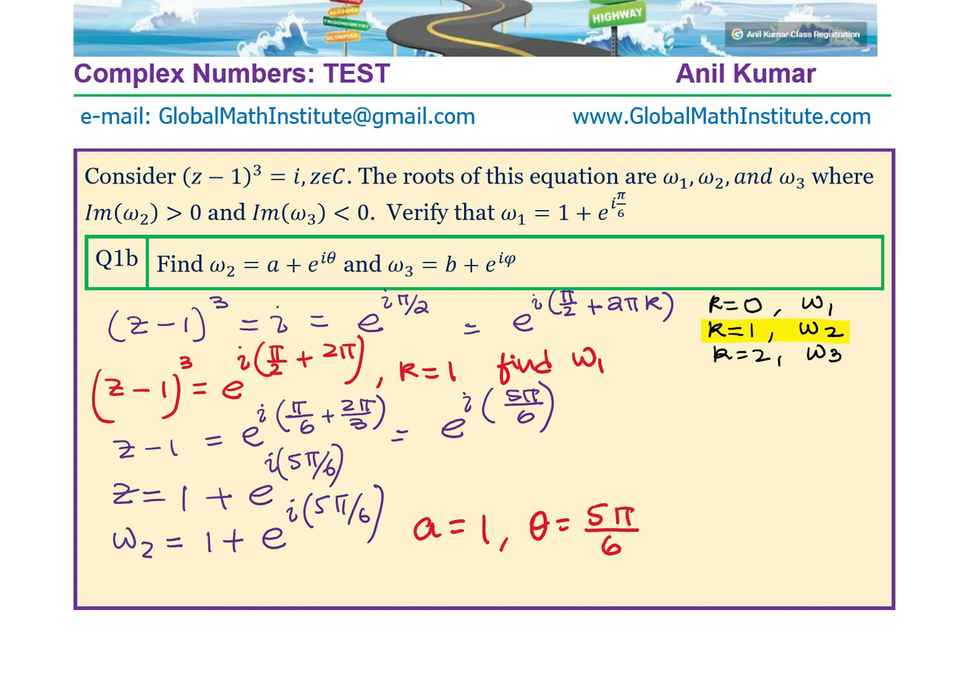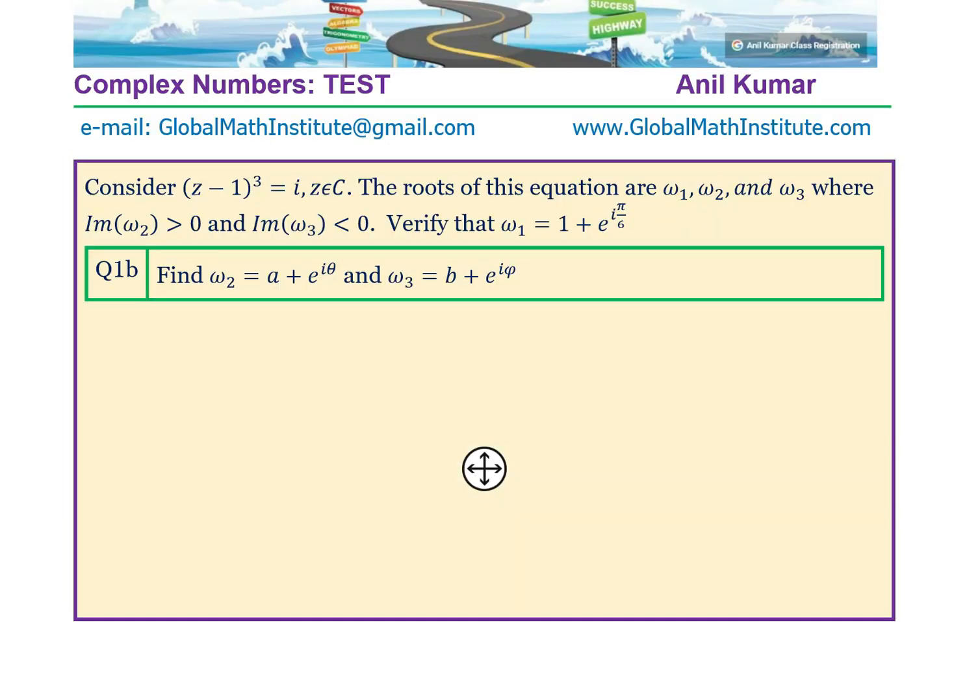Correct? And now, after substituting k equals 2 in this equation, we should be in a position to find omega 3 also. Correct? So let's move forward. Once again, we have z minus 1 whole cube equals e to the power of i (pi by 2 plus, let me put a bracket, we are putting k equals, this time, 2) so 2 pi times 2, right?